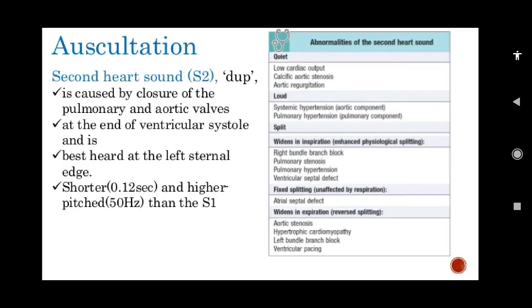The second heart sound is caused by closure of the pulmonary and aortic valves, that is at the end of ventricular systole, and is best heard at the left sternal edge. It is shorter compared to the first heart sound and high pitched. So the difference between S1 and S2 is the time duration and the pitch.